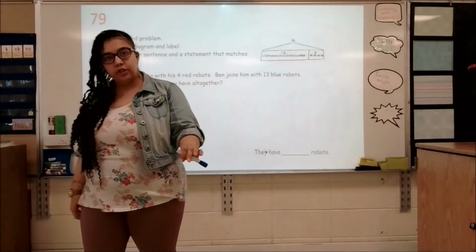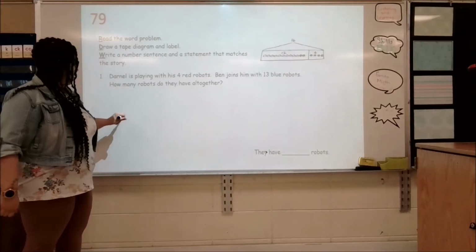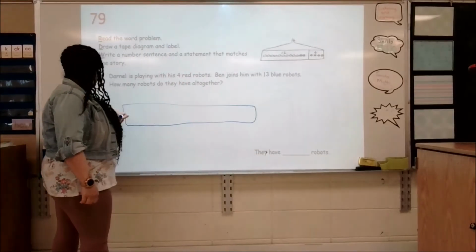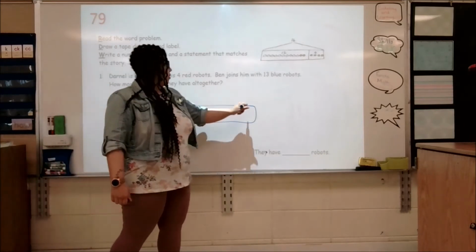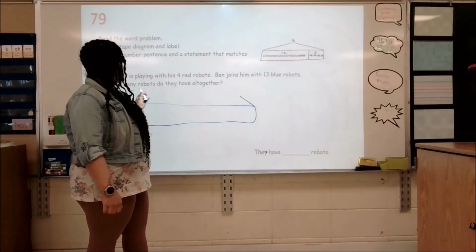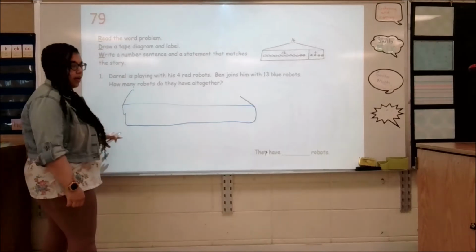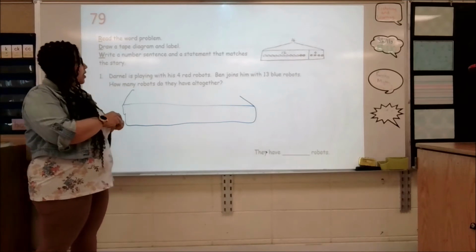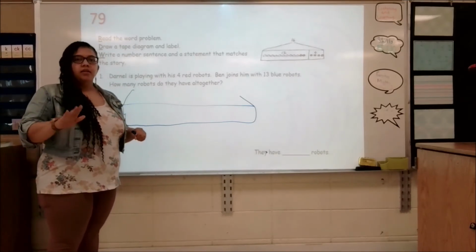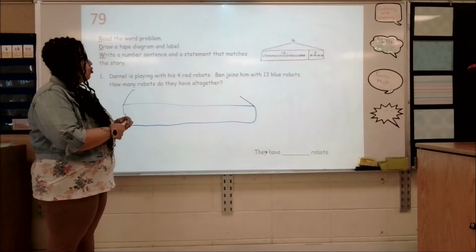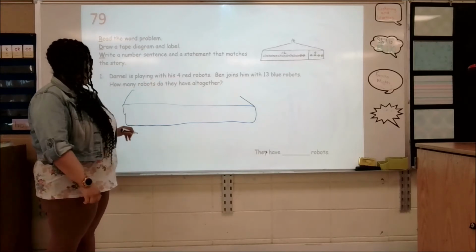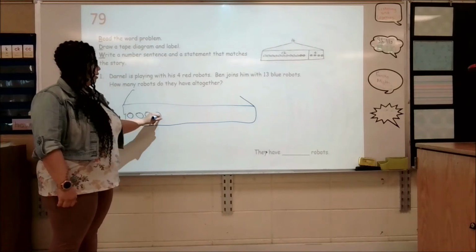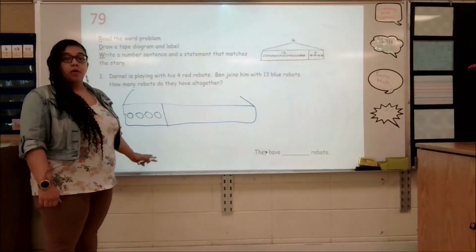Okay? So, right now we know that there is some stuff. We know that this is our model. It's the tape diagram. Empty blank tape diagram. We know. Let's go back and read. Darnell is playing with his 4 red robots. Stop. Let's draw Darnell's 4 red robots. 1, 2, 3, 4. That is my first part.